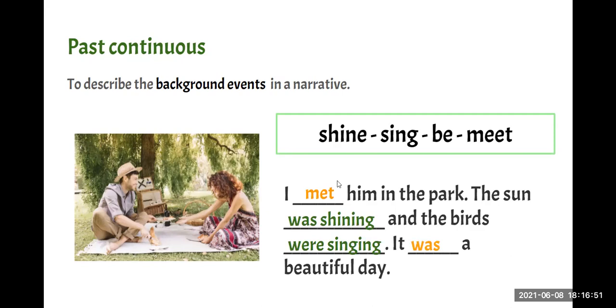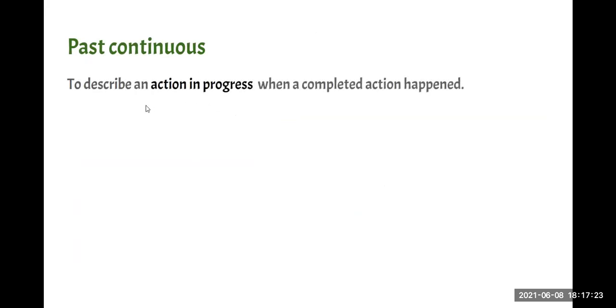As you can see, here we have the simple past because these are main events in the story. Okay, these events are the most important. And this is a background event, something that is happening in the back. Okay, algo que está pasando alrededor y no es lo más importante, pero también queremos describirlo. Okay, so background event.